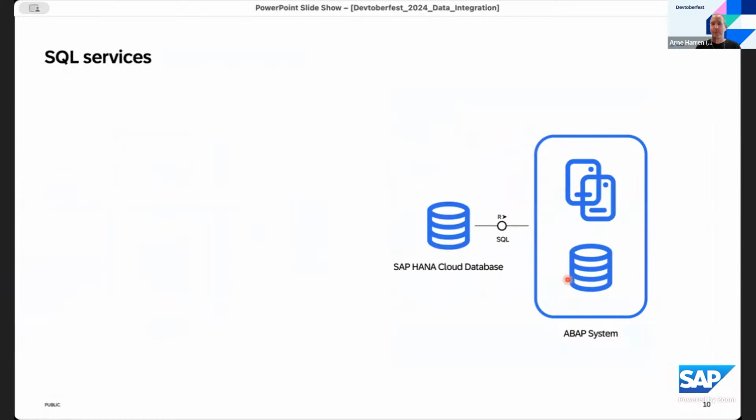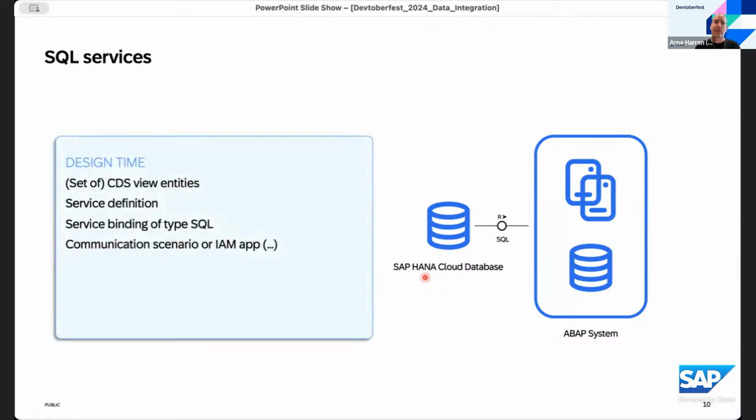As mentioned, we want to expose data from our ABAP system and make that consumable by some other system, like an SAP HANA Cloud database or some other application. From the design time, we have to do some stuff. We have to create our CDS view entities, which are the views that we want to expose.